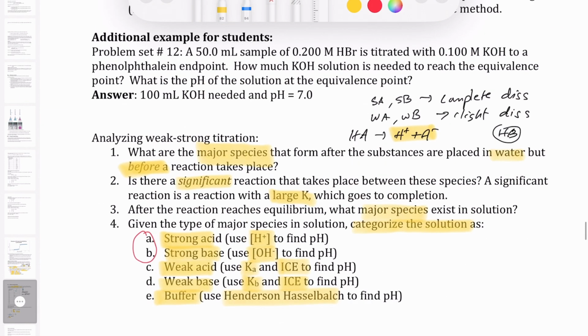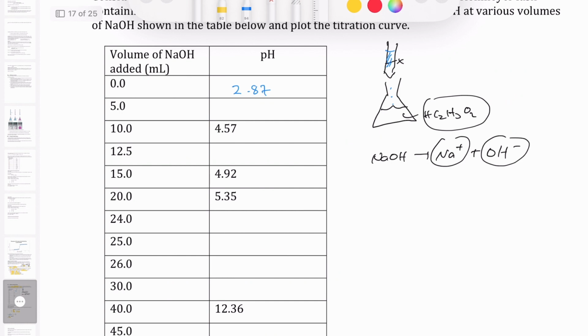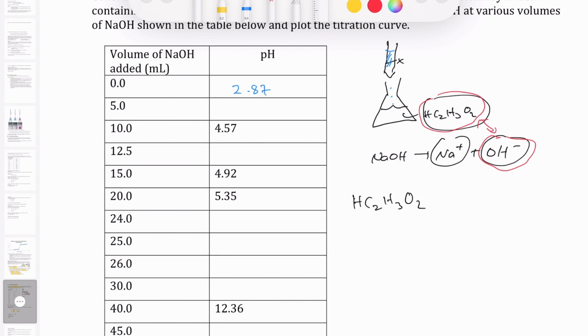And so just the same way as I was analyzing earlier, I'm going to ask myself, is there a significant reaction that takes place with these species? Well, it turns out there is. The significant reaction that happens here is the reaction between OH minus and the weak acid. The sodium doesn't really react, it's just a spectator ion. So you can write this significant reaction as follows: HC2H3O2 plus OH minus, and the product will be conjugate base plus water.